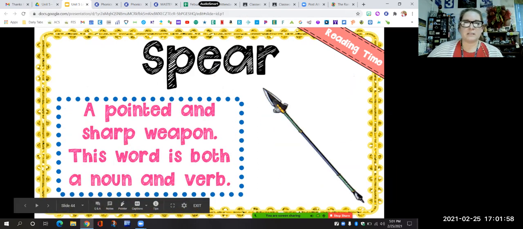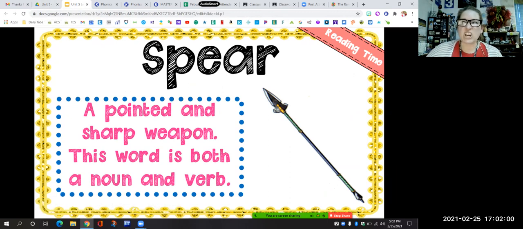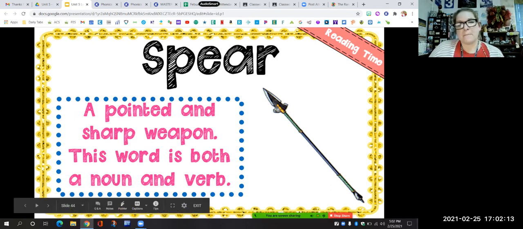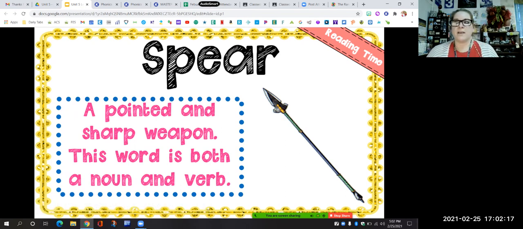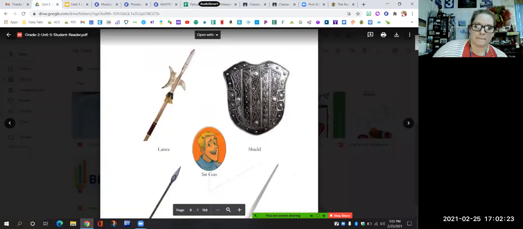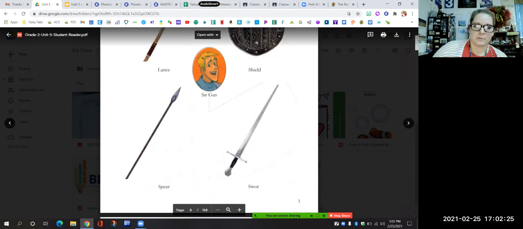Okay, so then we have a spear, not a sphere, a spear, and it's a pointed and sharp weapon. And this word is both a noun and a verb, because obviously a spear, it's a thing, okay? But when you stab something, when you puncture something, you say that you speared something. Here's a spear.